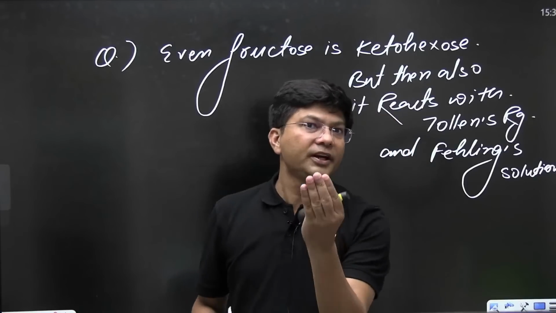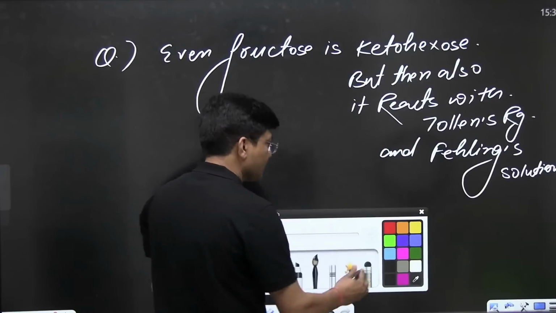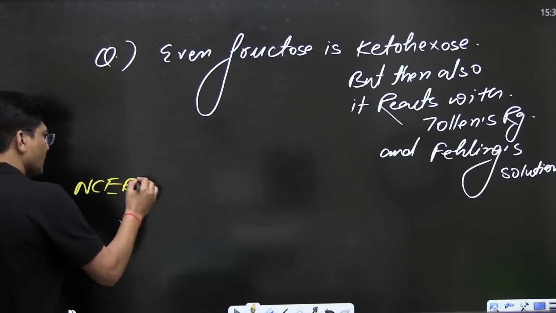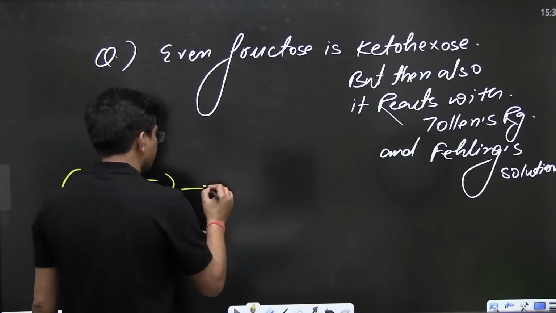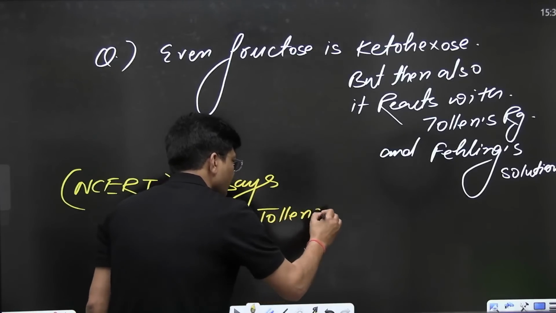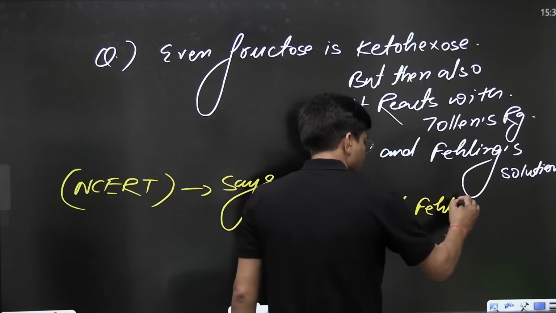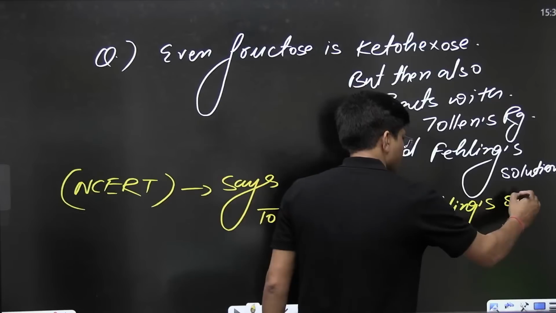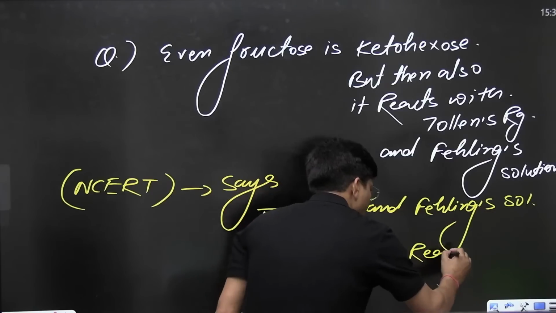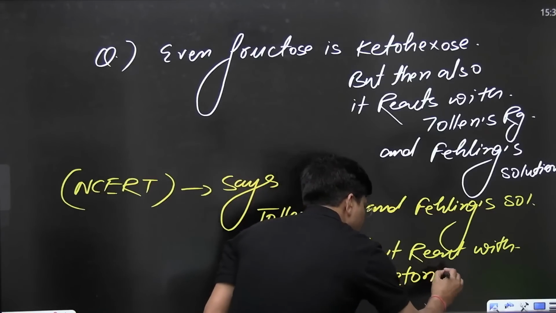Although we know that Tollens reagent and Fehling solution do not react with ketones, it is written very clearly in the NCERT. NCERT says Tollens reagent and Fehling solution do not react with ketones. Am I right or not?